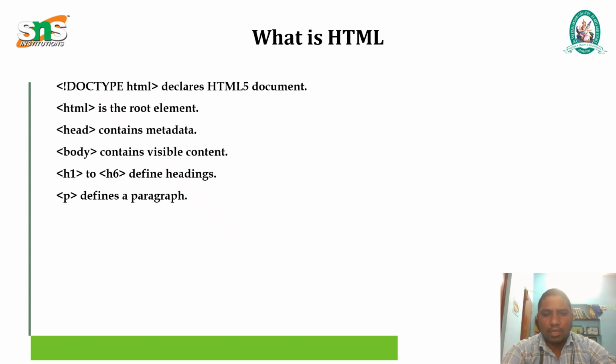Next is declaring an HTML5 document. The html element is the root element. The head contains the metadata. The body is the visible content, and h1 to h6 define the headings. P defines a paragraph. The html element is the root element, the head holds the header information we declare, and the body is the visible content of the program. h1 to h6 define the headings, and p is for the paragraph.